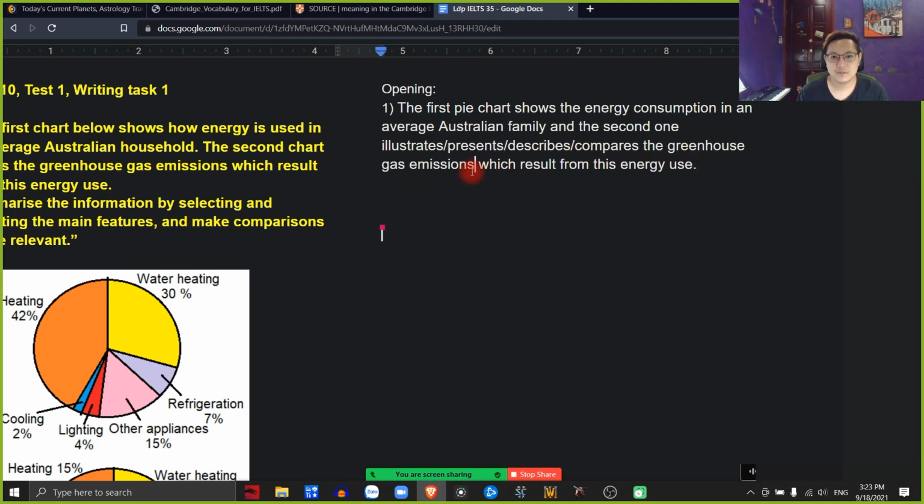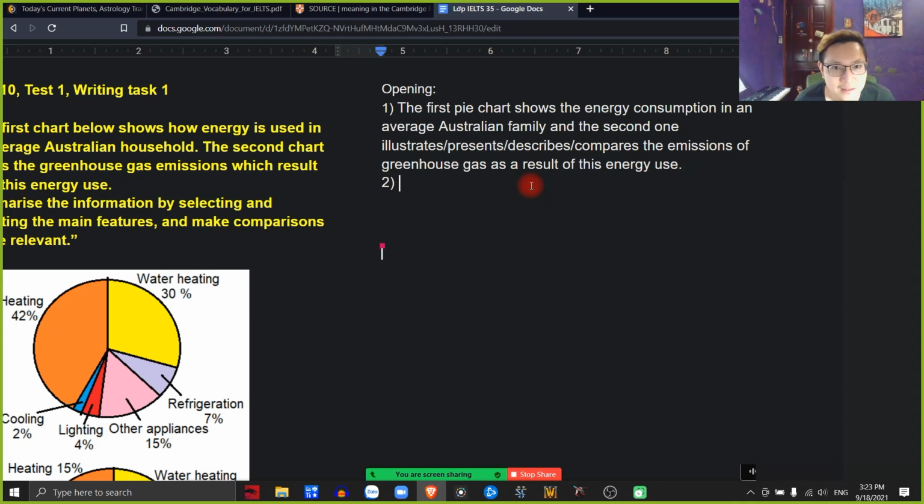Now, the greenhouse gas emission, how can we change this? We can just move this one here. The emission of greenhouse gas. The emissions of greenhouse gas which result from this energy use. Or the emission of greenhouse gas as a result of this energy use. Okay, so that is the first method. To paraphrase, just basically use different wording.